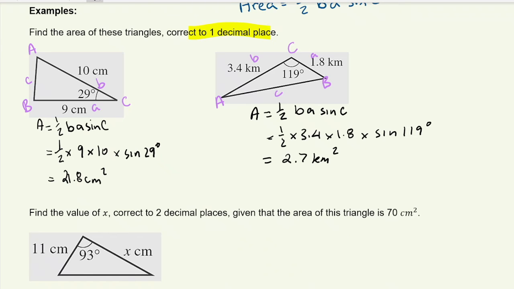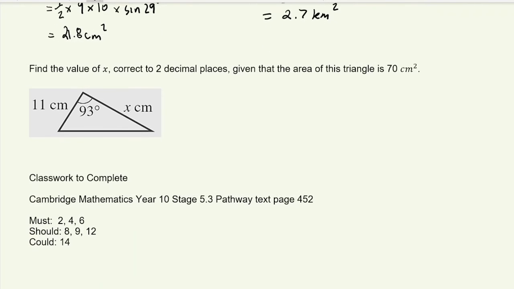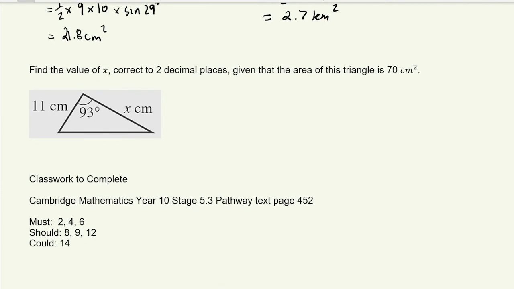Last problem here. Find the value of x correct to 2 decimal places. So this time we want 2 decimal places. Given that the area of the triangle is 70 centimeters squared. So we're going to do a little bit of backwards mapping here. Same idea though. Let's pop on some labels. We've got A, B, and C there. I always like to try and make C the angle we've included. And then from there on, it doesn't really matter that much.